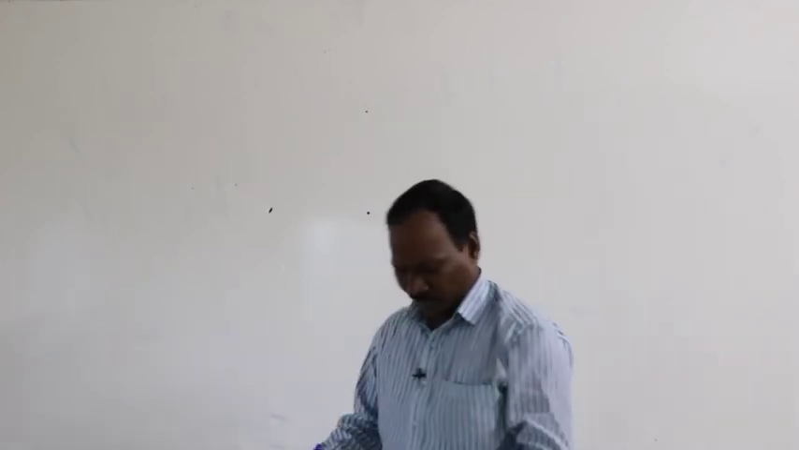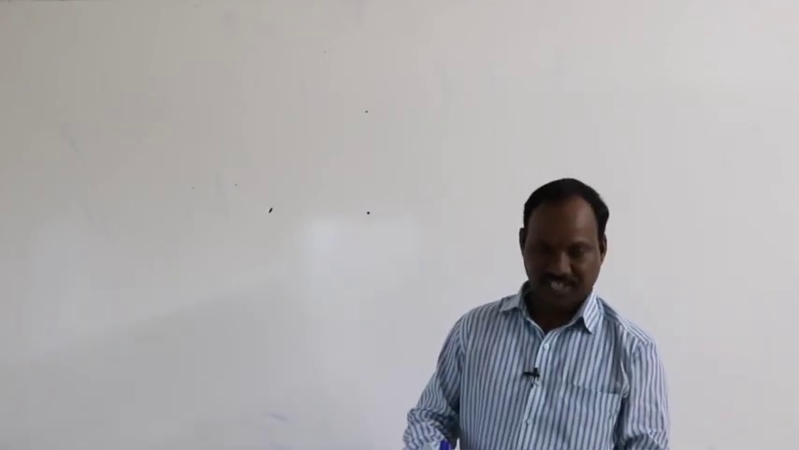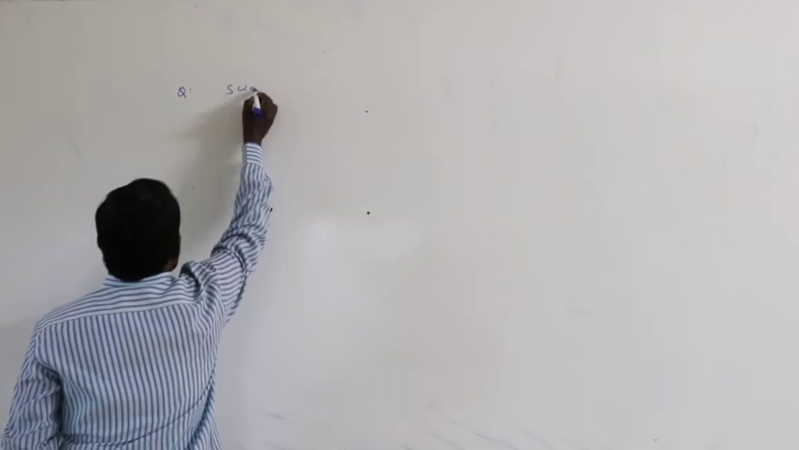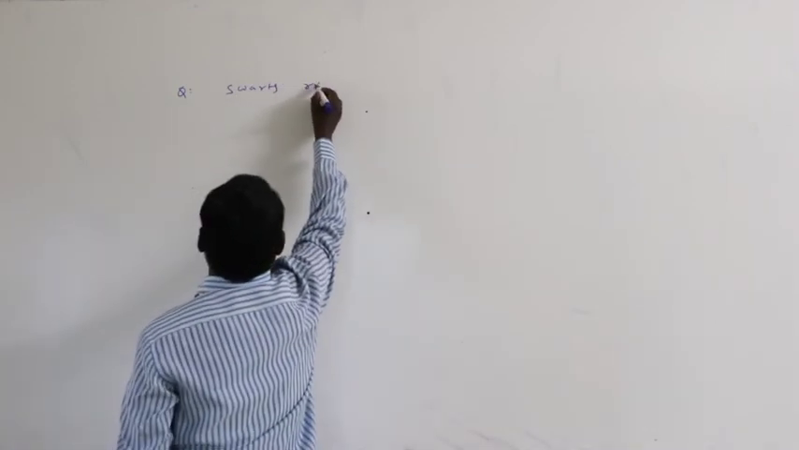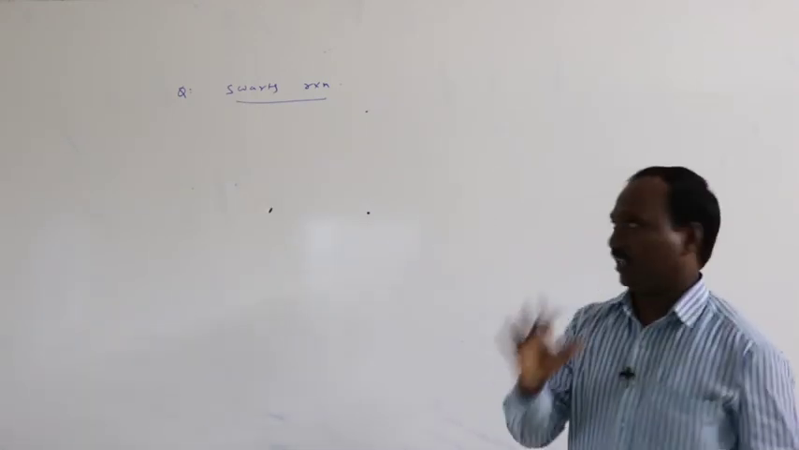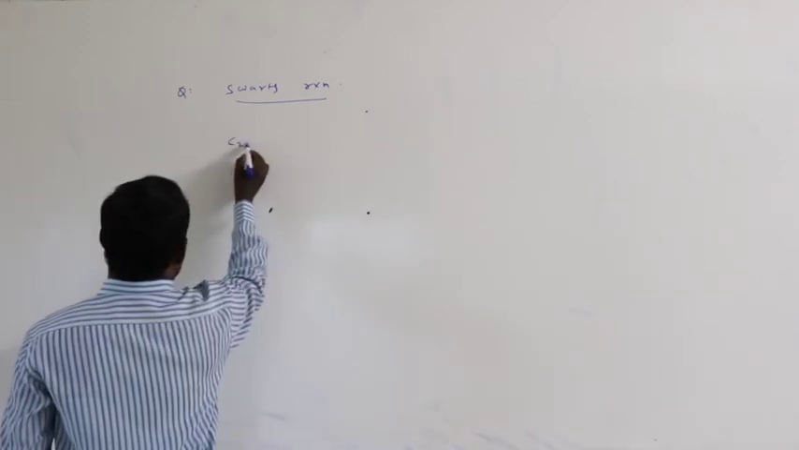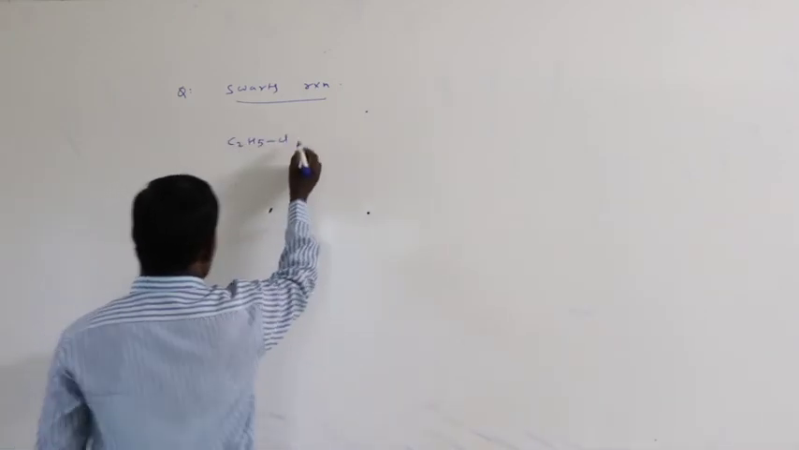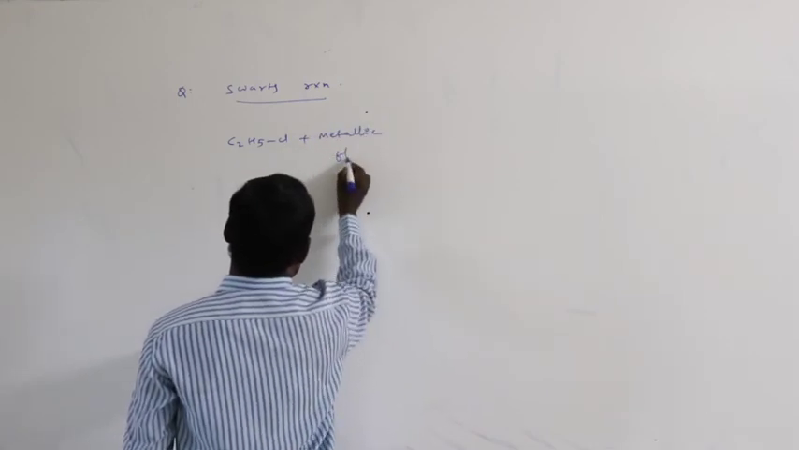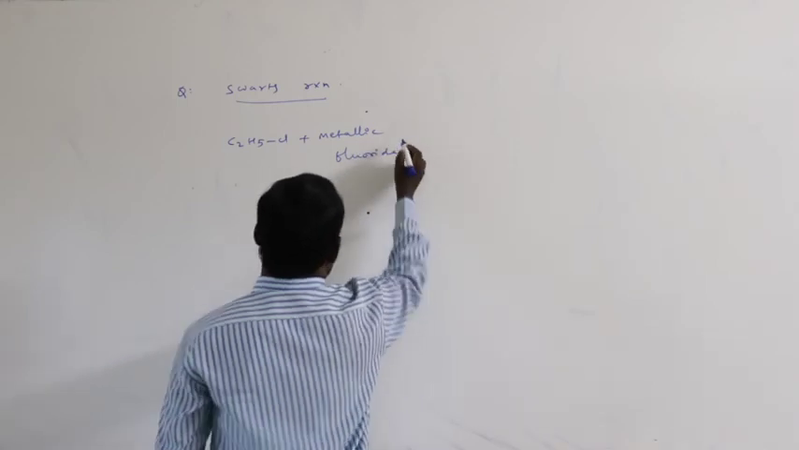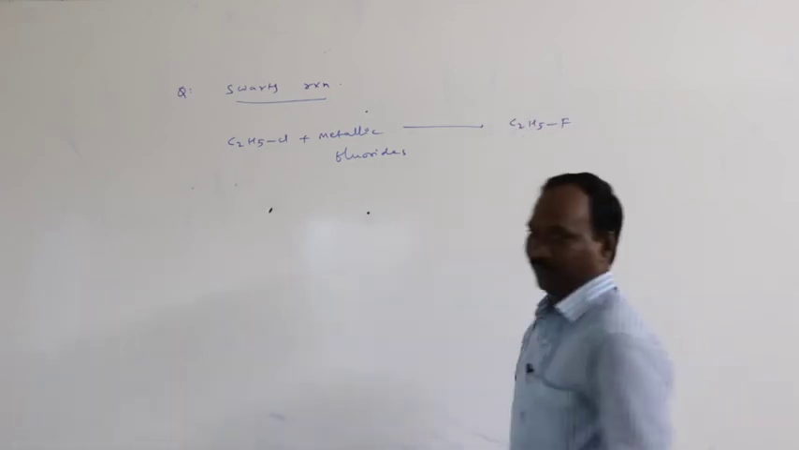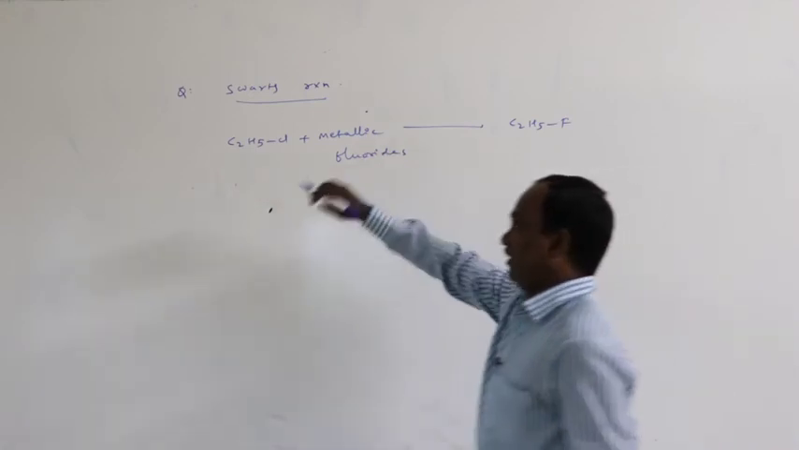Which one of the following reactions is the Swarts reaction? What is the Swarts reaction? Alkyl halides with metallic fluorides. Alkyl chloride, C2H5Cl, on treatment with metallic fluorides produces C2H5F. Preparation of fluorides, halogen exchange method.